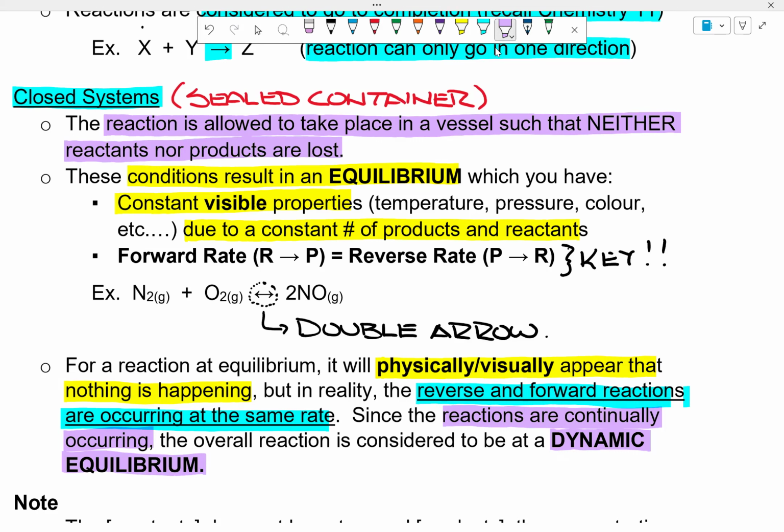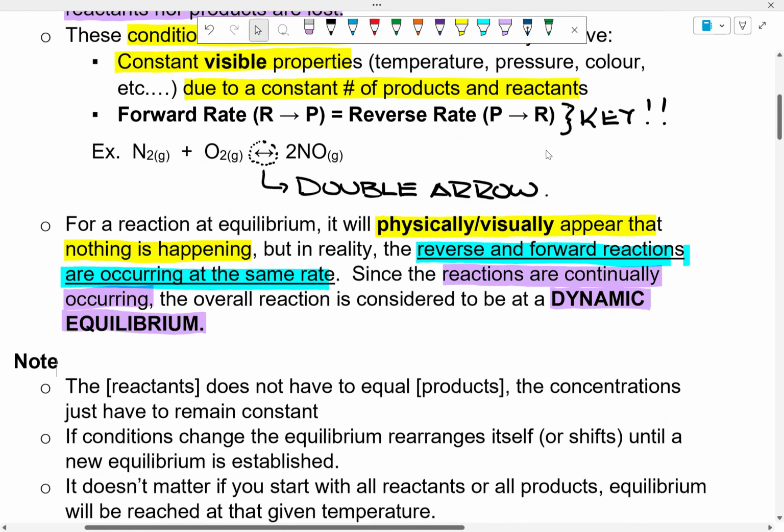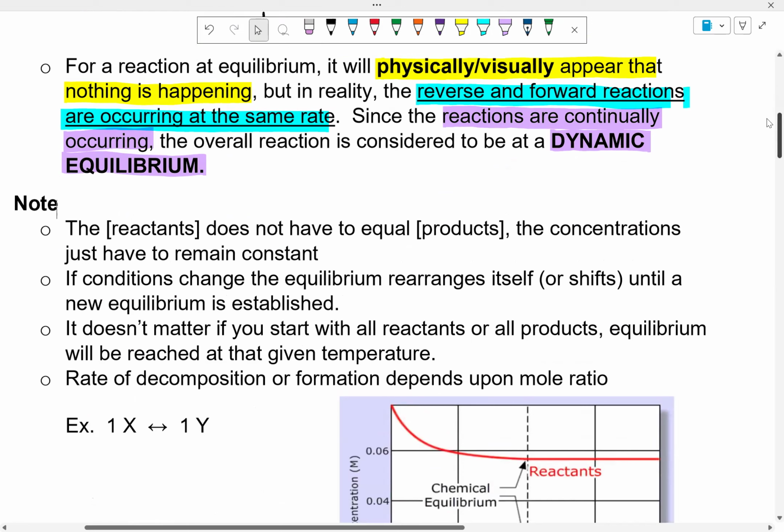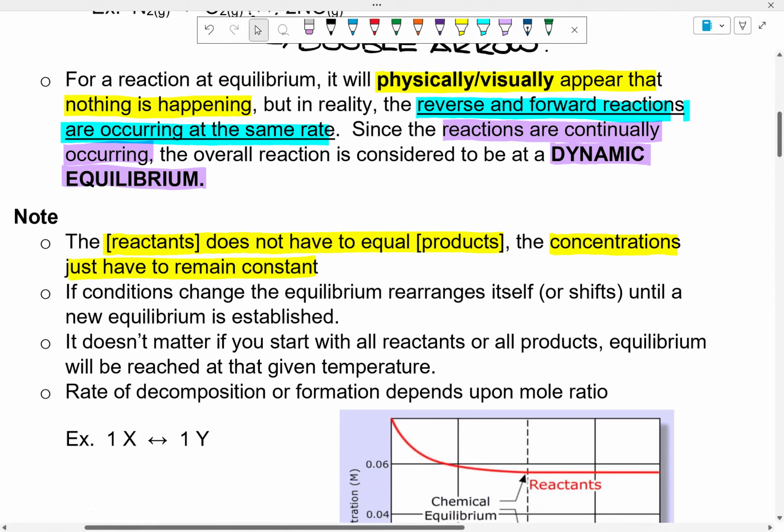Okay? Now, because the reaction is continually going, a couple of key things occur. Number one, some characteristics of equilibrium. The reactant concentrations do not have to equal the product concentrations. The concentrations just have to remain constant. Okay? Since the reactants are being formed at the same constant rate as the products, the overall concentrations do not change. And this is why we say physically or visually, nothing is occurring.